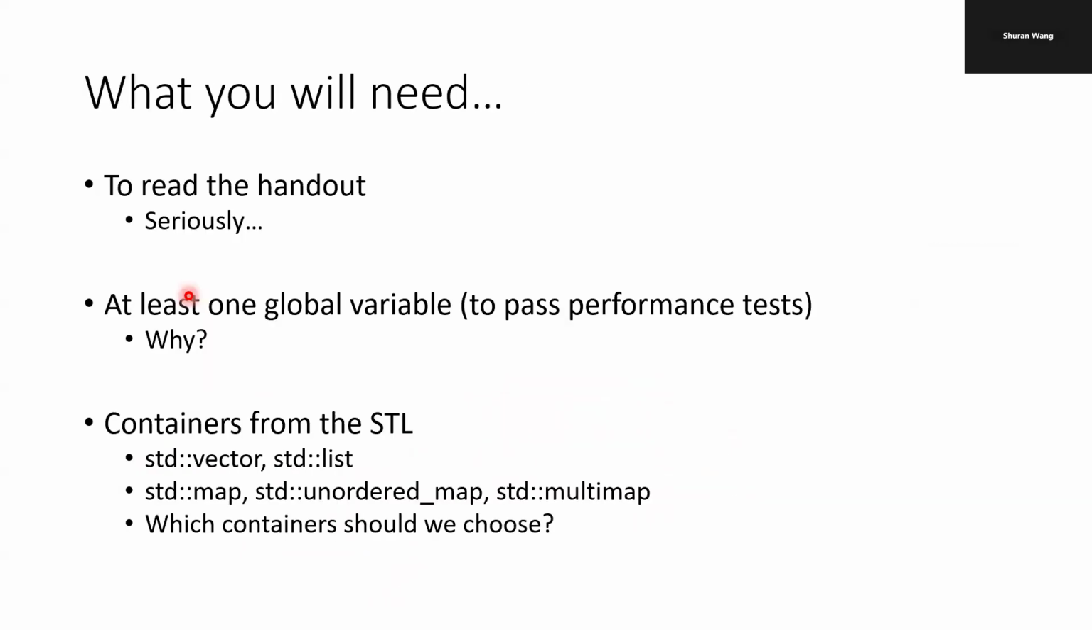To start with milestone 1, first, very seriously read the handout from top to bottom. Every single line of the handout is important, and most of the questions the TA will get from students are on the handout. You will need at least one global variable to pass the performance tests, and you will be choosing containers from the STL to store the global variables. I'll be showing that to you in the exercise in this tutorial, in the example.